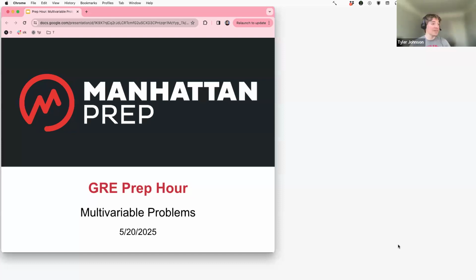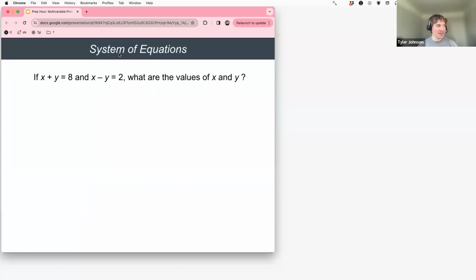The topic we're going to go over today is multivariable problems. So I'm going to start with a quick problem involving systems of equations. And when I say system, that's basically referring to the fact that you've got multiple equations and we've got these two variables, x and y. So go ahead and try out this problem on your own. And when you have values for x and y, chat them to me. I'll give you a couple minutes.